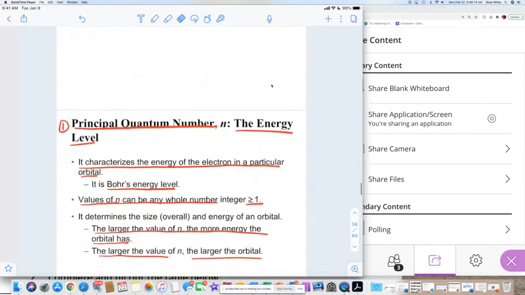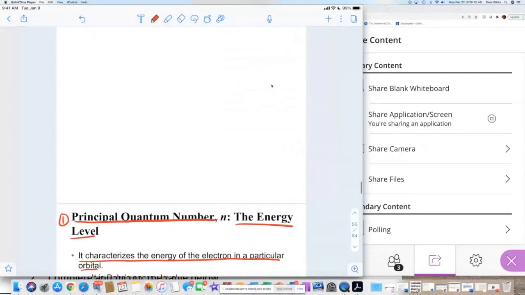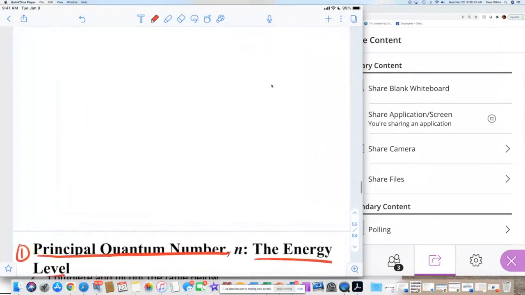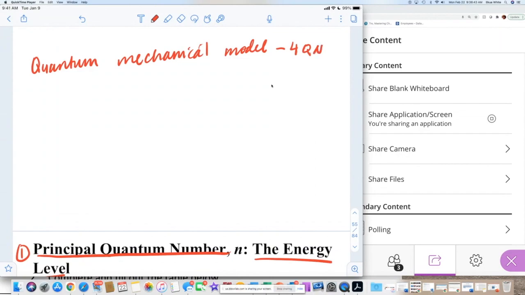We started off last week with the 4 quantum numbers, right? The quantum mechanical model deals with those parameters, the 4 quantum numbers. So I'm going to write here summary. The quantum mechanical model provides us with 4 quantum numbers.